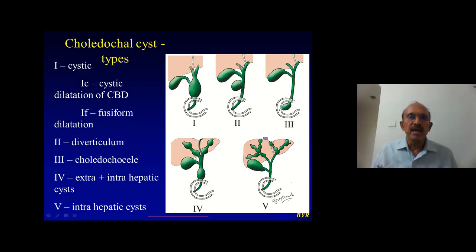Then the fourth type is called Caroli's disease, which we have just now discussed. So there will be extrahepatic bile duct dilatation, that is choledochocele, plus intrahepatic bile duct dilatation, that is Caroli's disease. If both are there, then we call it type 4. Type 5 is only the intrahepatic bile ducts are dilated. That means only Caroli's disease here. So there are 5 types of choledochal cysts.